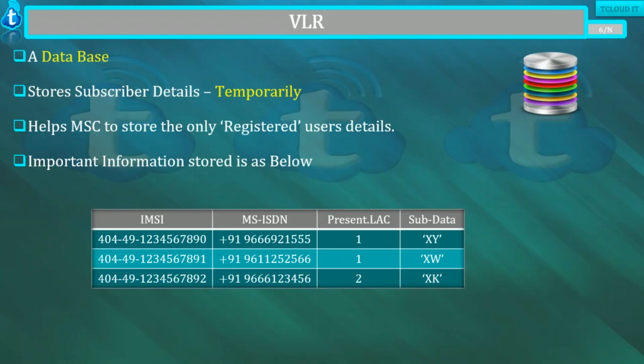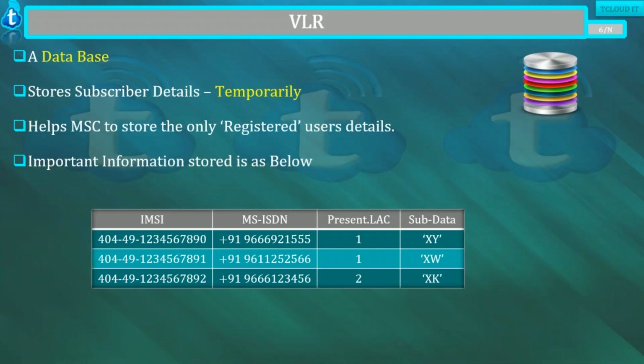But along with that, there is one other piece of information stored by the MSC called the location area code. So what is this location area code that your VLR is storing related to the user? Your entire operator's network area is divided into small units called location areas, and your MSC VLR will always be storing the information about which user is right now under which location area.